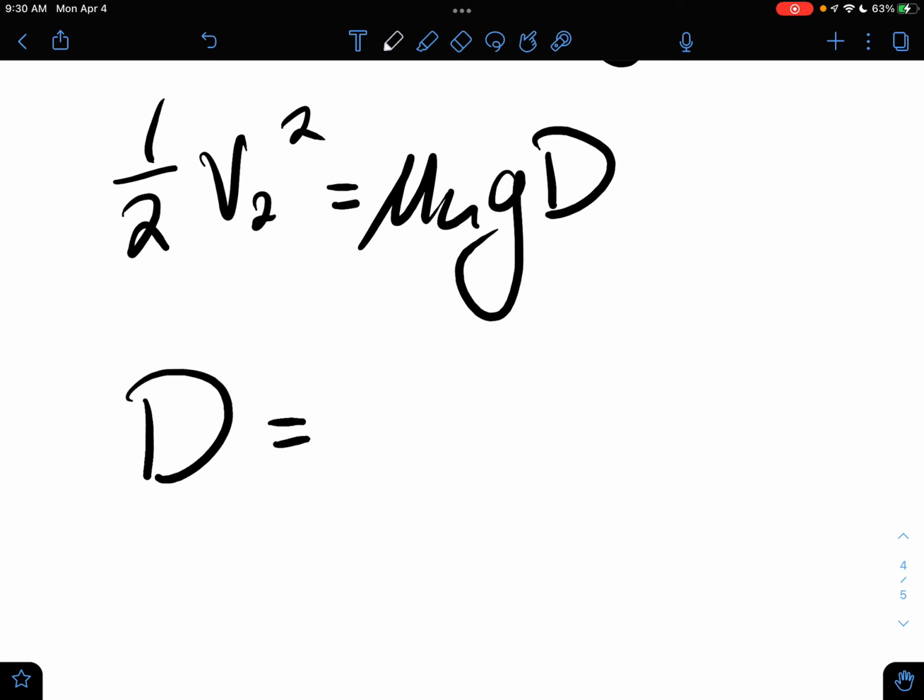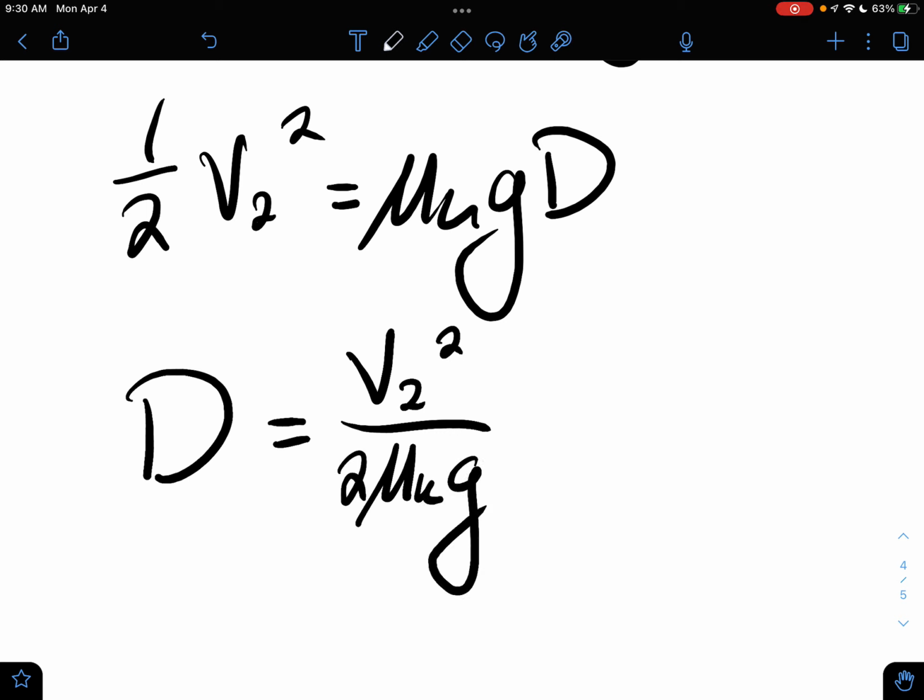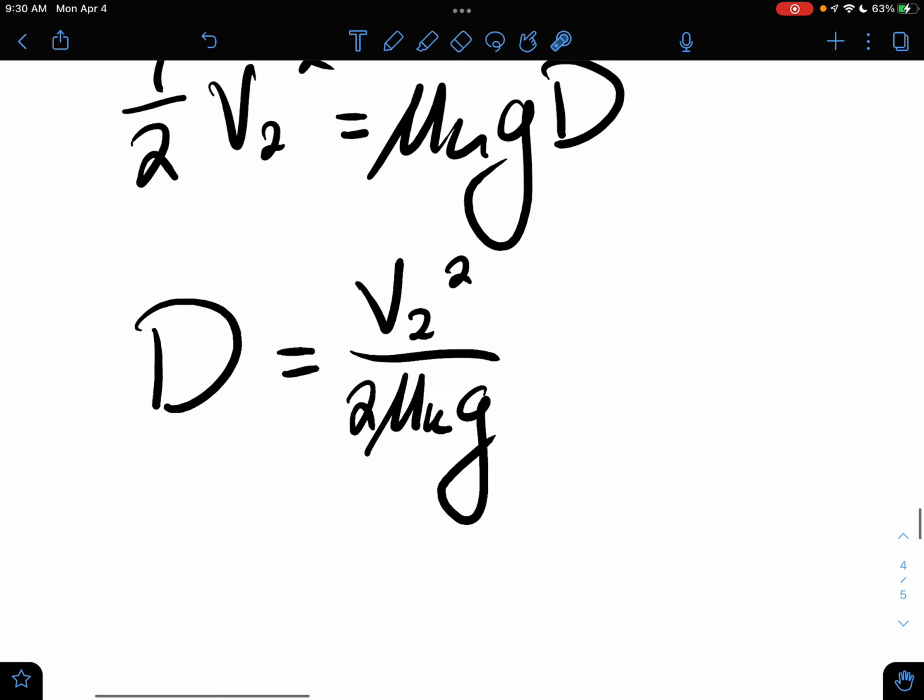Right, so d is going to be v2 squared over 2 mu k g. Right, I just divide these two from both sides.